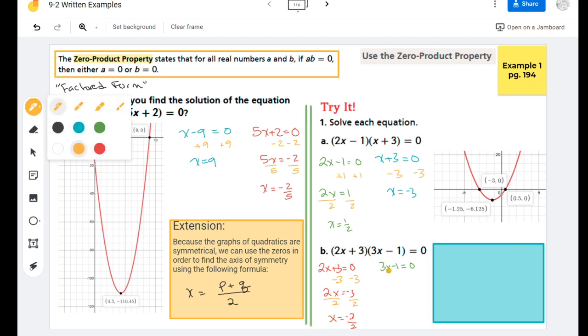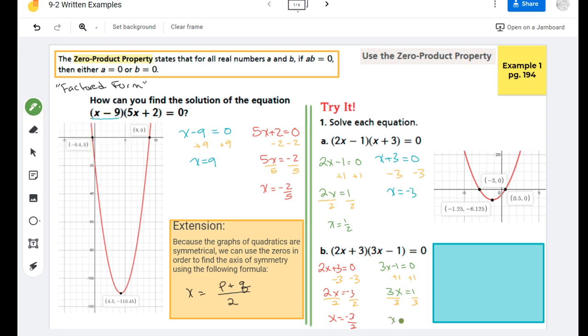Now here with the green, I'm doing that same procedure. I've got to get rid of the subtraction by adding. So I get 3x is equal to 1. And then to cancel out that multiplication, I divide by 3.